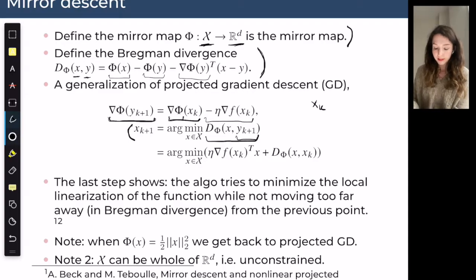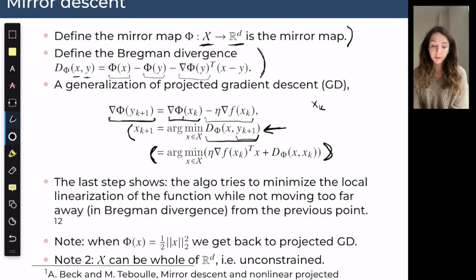Another way to look at this is if we were to rewrite this step using the definition of the Bregman divergence. What we would then obtain is this second equality. And what this tells us is that basically this algorithm tries to minimize the local linearization of our function f, while not moving too far away from our current point x_k. And this idea of too far is measured using this Bregman divergence with the mirror map phi.